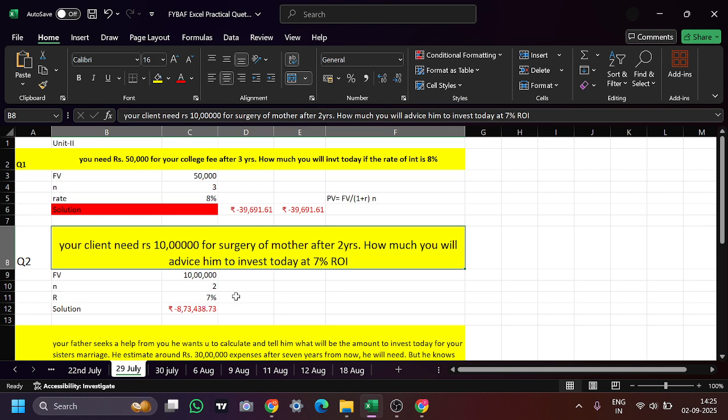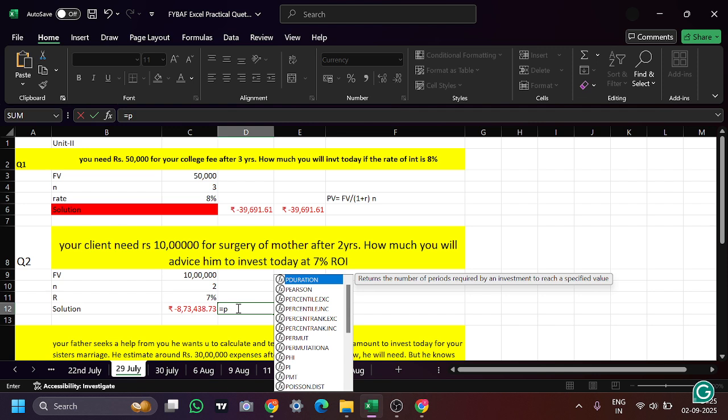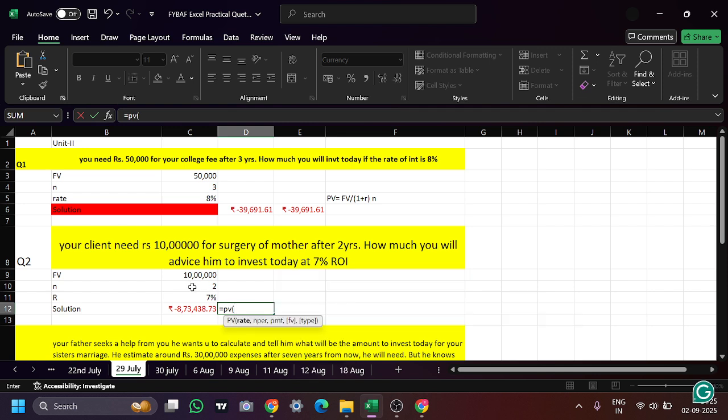ठीक है, now again we are going to use the present value formula. So the formula goes like this: equals PV, in brackets. What the syntax is here: the rate is 7%, comma. NPER is nothing but the total number of payment periods. Then we have 2, comma. PMT is the payment made each period, we don't know about this, 0. Next, the future value, we are aware, right, it is how much, 10 lakhs. Now the end and beginning period we will keep as 0. Done. Now we need to press enter.